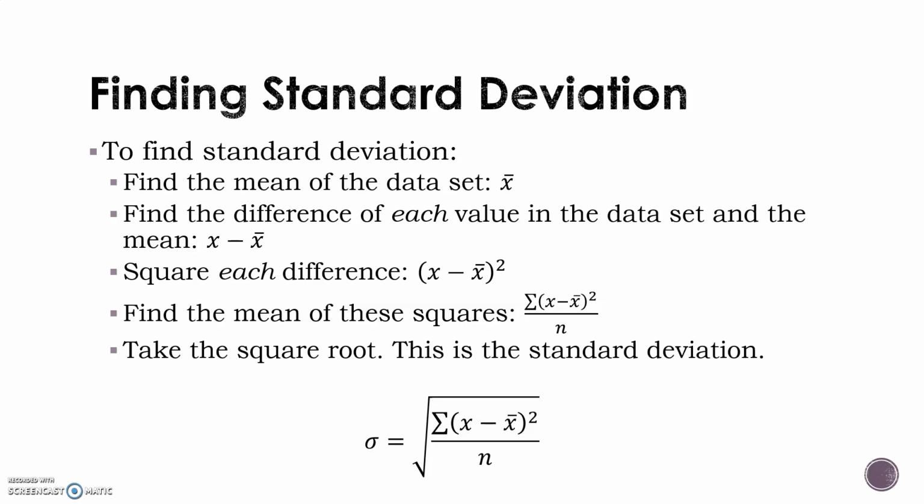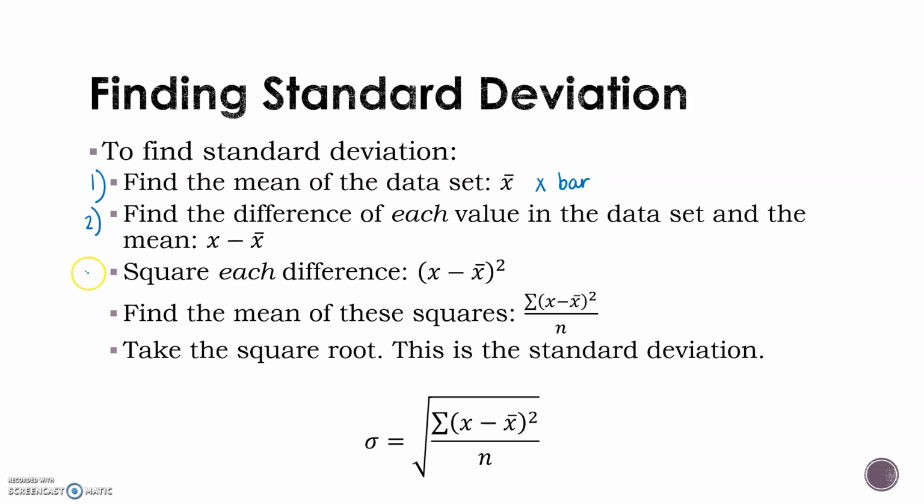To find standard deviation, it's going to be a little tricky, but I think that we can handle it. There are some steps that we have to do, and we're going to set up a table to do this. Our first step is to find the mean of all the data, and we call this X bar. We pronounce that X bar. Then we find the difference, or in other words, subtract each value. We're going to take each value and subtract the mean. Some will be positive and some will be negative, and that's okay.